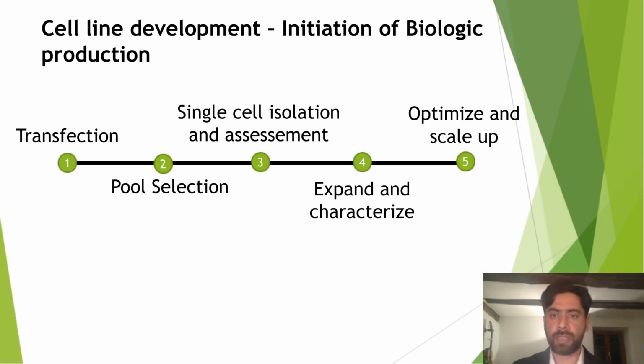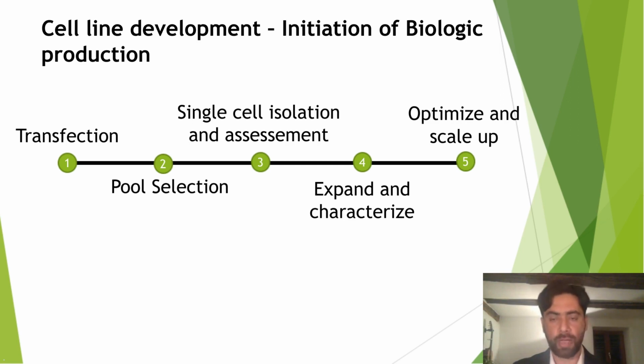The process of cell line development, which for us would be the initiation of biologic production, I have summarized into 5 steps. These 5 steps are, for example, the transfection. Once we have transfected the cells, we would select the cells which are really transfected, which do have our gene in question, or the gene of interest. That would be a pool of cells of that particular cell line. And then we would submit them for pool selection. So we would apply some kind of pressure to this pool of cells, and then we would select the cells which do have our gene of interest.